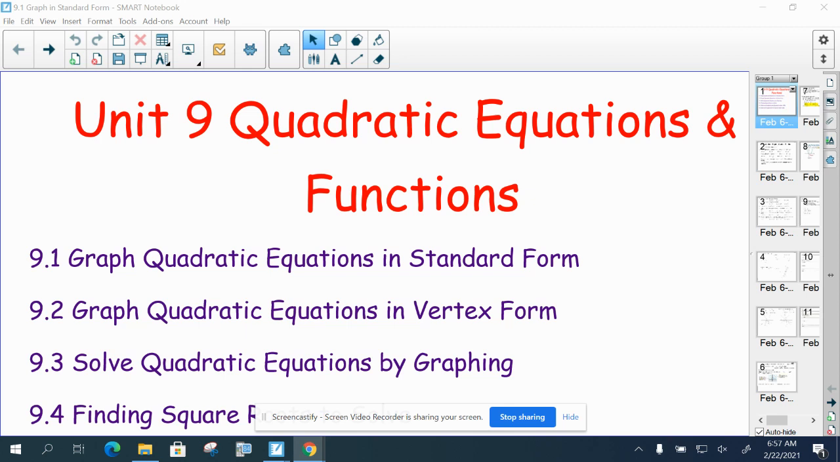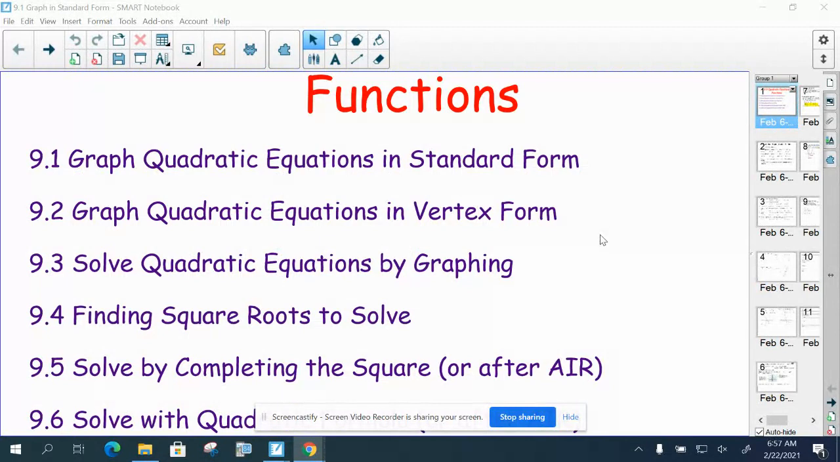Hello everyone, this is lesson 9.1, graph quadratic equations in standard form. So today you did an investigation into unit 9 on the quadratic equations, and these are the different lessons that we're going to be covering in unit 9.